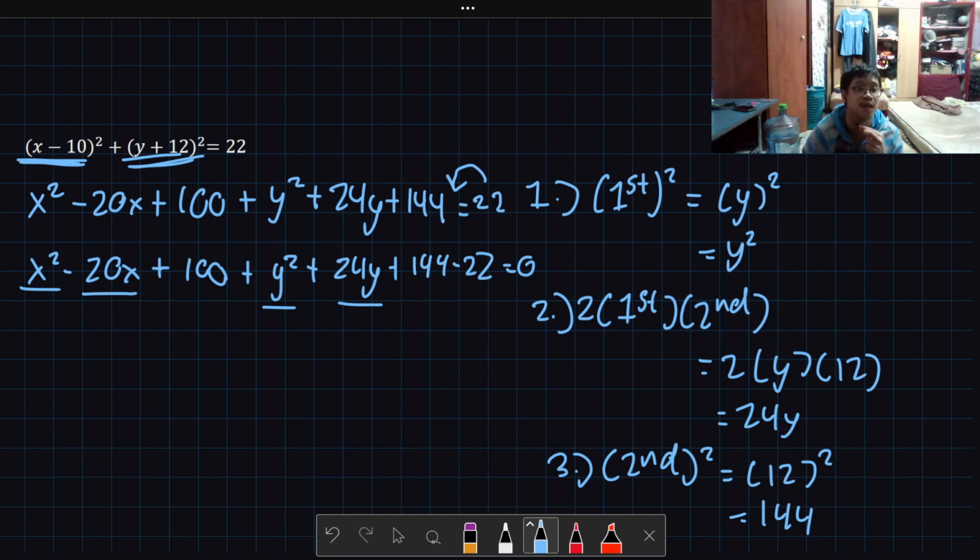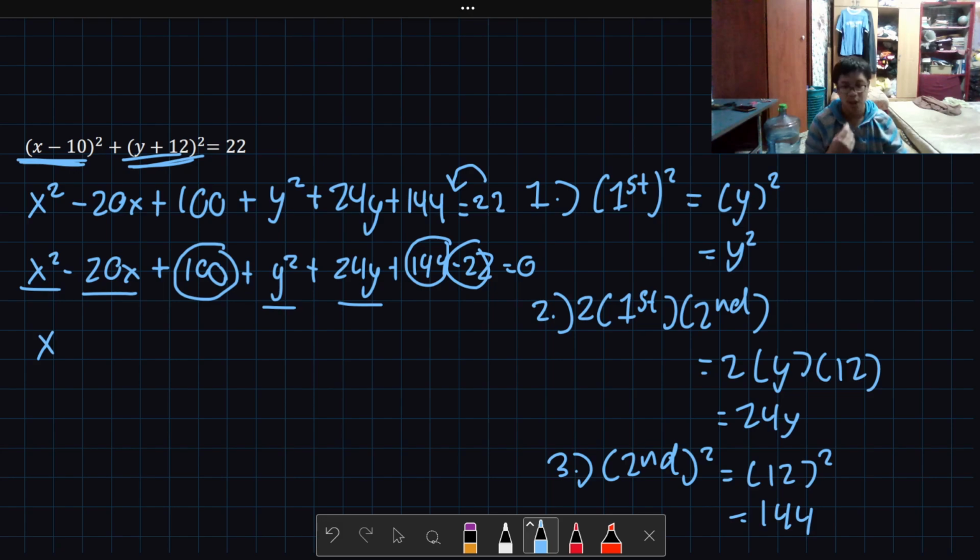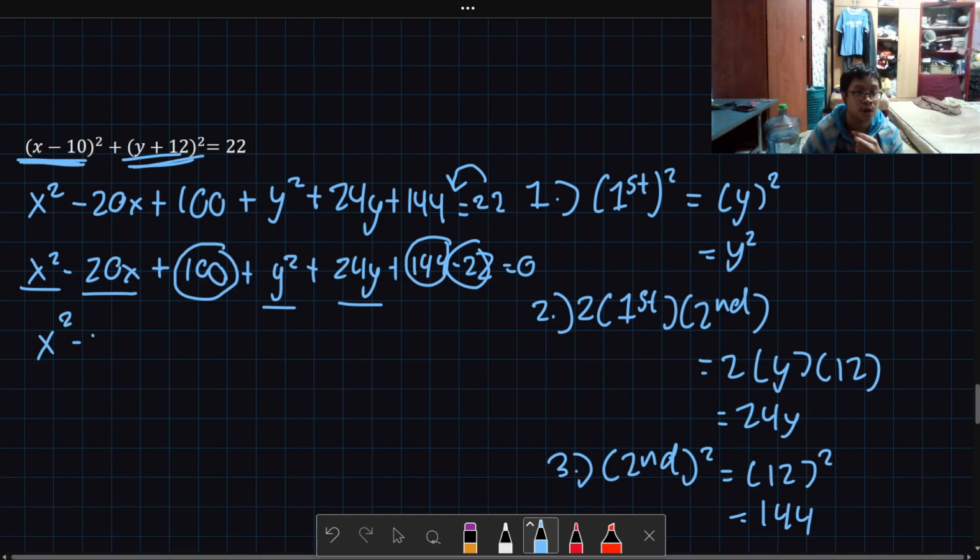So we're just going to leave it be. However, for the constant terms, we're going to combine them because there are three of them. There are three constant terms, so they're not lonely, so we can add them together. 100 plus 144 minus 22, you will get an answer of 222. So as a result, let me just copy the other terms. x squared minus 20x plus y squared plus 24y. Add the constant terms will give you positive 222 is equal to 0.